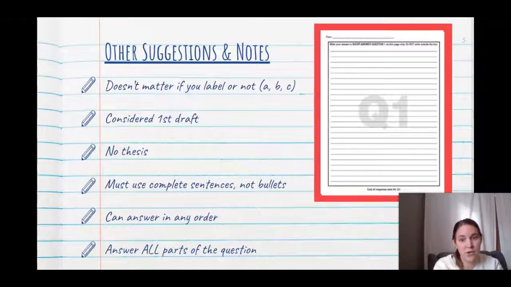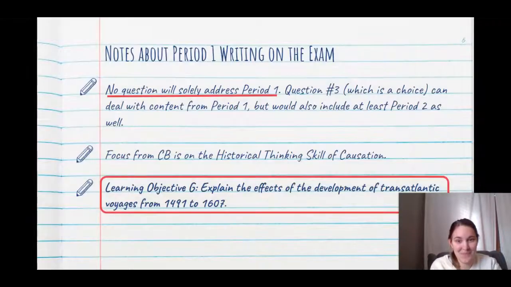The readers know it's a first draft. You don't need a thesis, but make sure you're writing in complete sentences. And really do attempt all parts of the question as long as you have time. Sometimes it's surprising how low the bar is, and you can sneakily get a point easily sometimes.